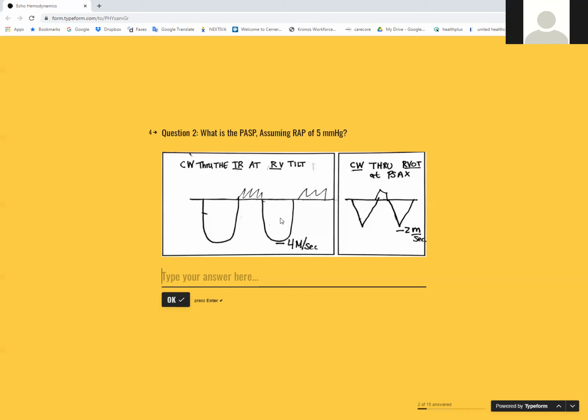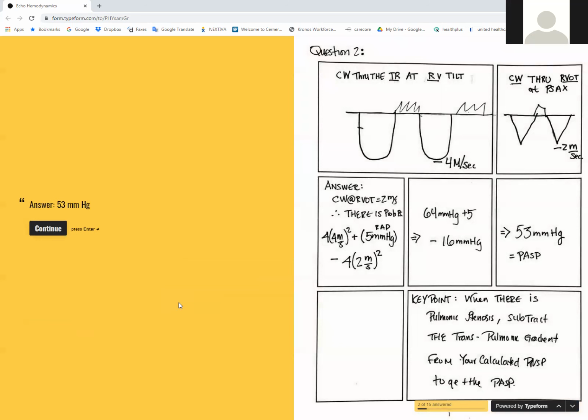So your RVSP is 59. 59, good, okay. 53, close, okay. So you have CW going through the TR at RV tilt, 4 meters per second. So you add 64 to 5, which is your RAP, and then you subtract from there 16, and that will give you 53. Did I do it wrong?